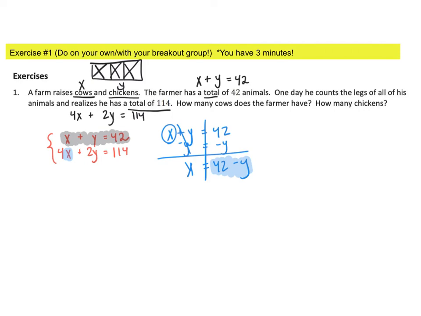4 times x, which is now 42 minus y, plus 2y equals 114. Take a second to solve this equation.